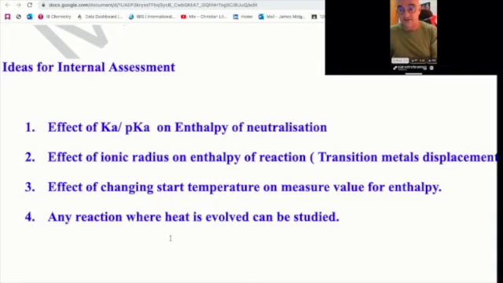So transition metal displacement, the effect of changing the starting temperature on the measured value for enthalpy, that would be quite interesting, might be a bit more physics, but it's an avenue. And as I said, any reaction where heat is involved, you can use this method. Okay, this is number one.